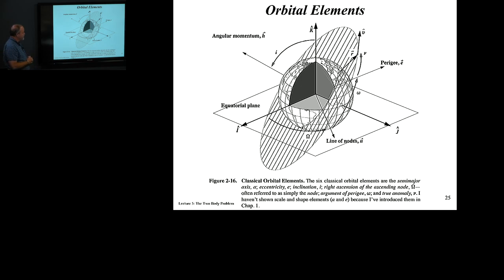Like I said, these angles aren't unique. You could produce another set of angles that would also tell you how the plane's oriented in space, but they'd be defined in a different way. Any questions about this?